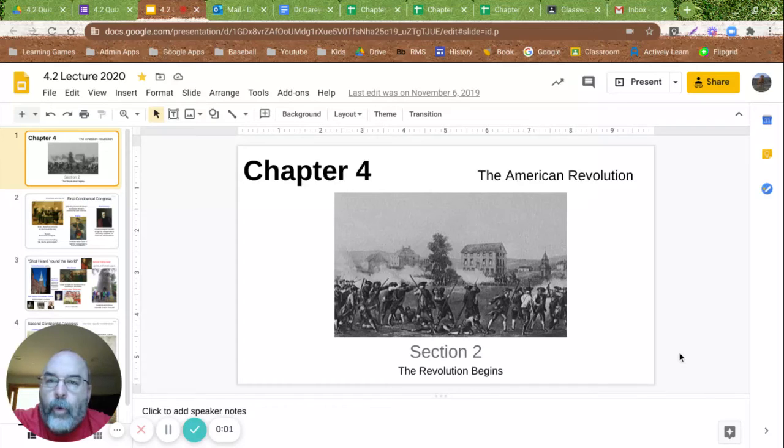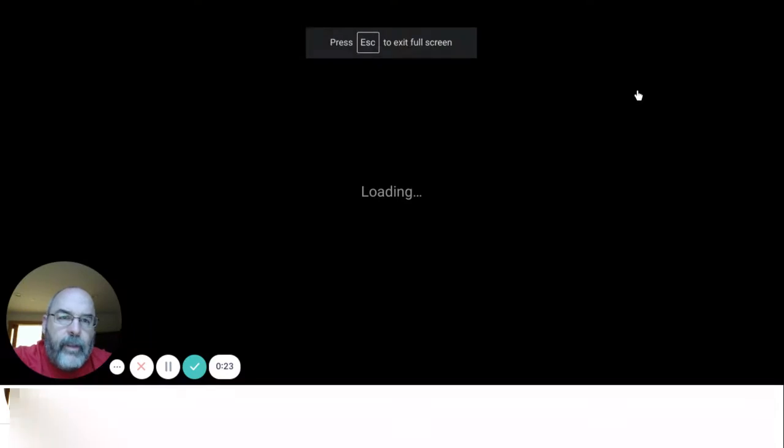When we look at 4.2, we're talking about the revolution begins. So we're talking about the start of the American Revolution. Now, remember, the first fighting took place on April 19th of 1775. So Lexington and Concord has started. The first battle has started, and this is going to be the parts that are just after this.